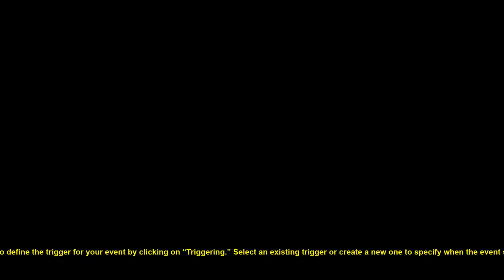Next, proceed to define the trigger for your event by clicking on Triggering. Select an existing trigger or create a new one to specify. To create a new trigger, click on the plus icon in the Triggering section. Choose the type of interaction you want to track, such as clicks, form submissions, or page views.